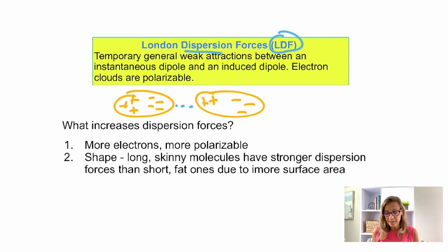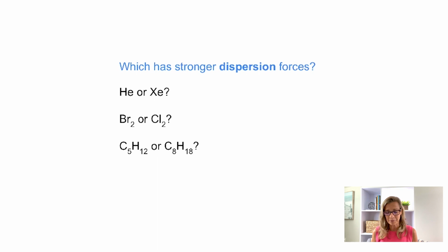So what kinds of things could cause those dispersion forces to be significant? Well, a couple things. One would be the larger the atom, the more electrons, the more polarizable, the more electrons that could separate and end up causing a separation of charge. And then the shape. If it's a long skinny molecule, maybe a big long hydrocarbon, those molecules have greater dispersion forces than little short fat ones. So let's do a couple examples.